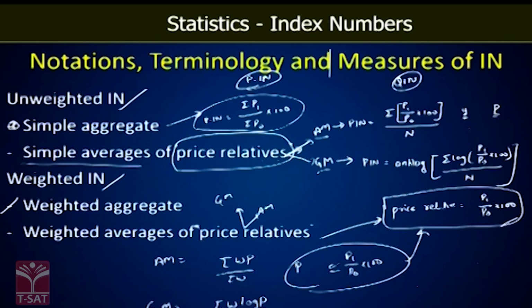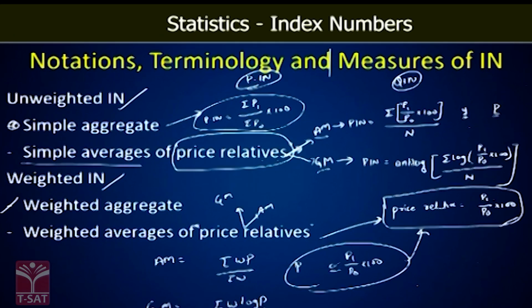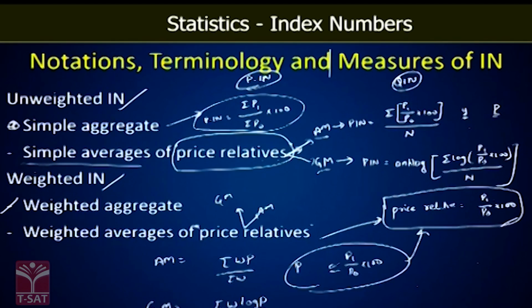So in this we have two formulas, for arithmetic mean and for geometric mean. For arithmetic mean it is given by summation W into P by summation W, where P is equal to P1 by P0 into 100. For geometric mean, summation W into log P by summation W. The P is given by P1 by P0 into 100.